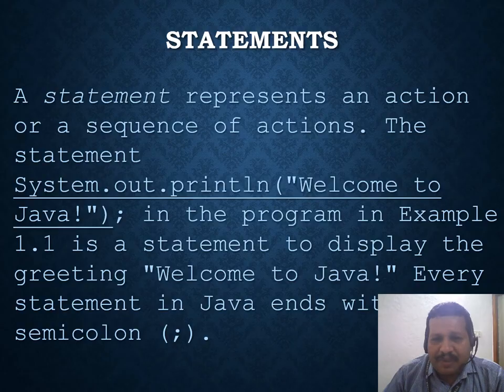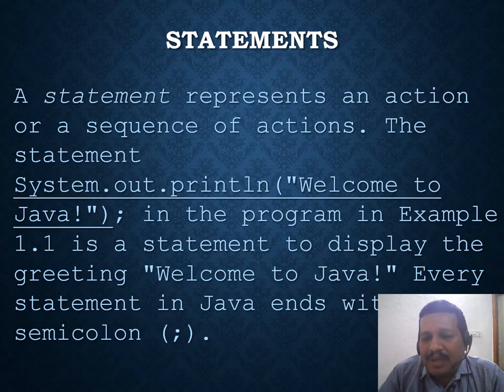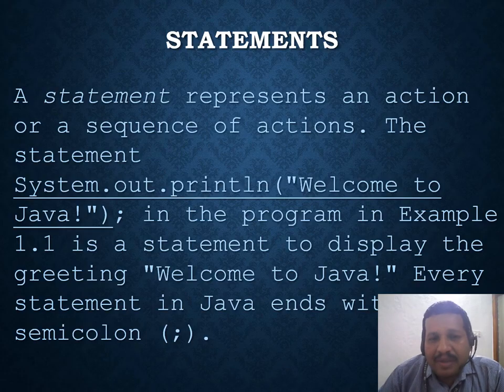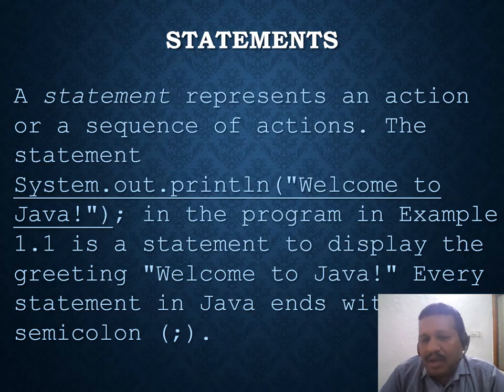Followed by statement. It represents a sequence of actions. That is, each individual line in a program is called a statement. They are executable, keep it in mind. Whatever statements are present in the program are executable and they end with a semicolon.